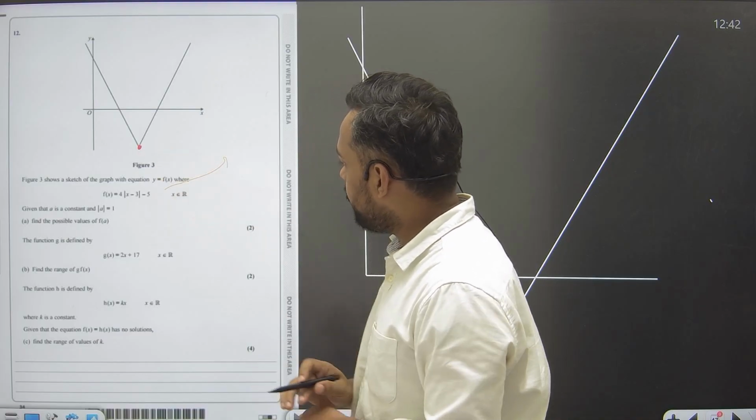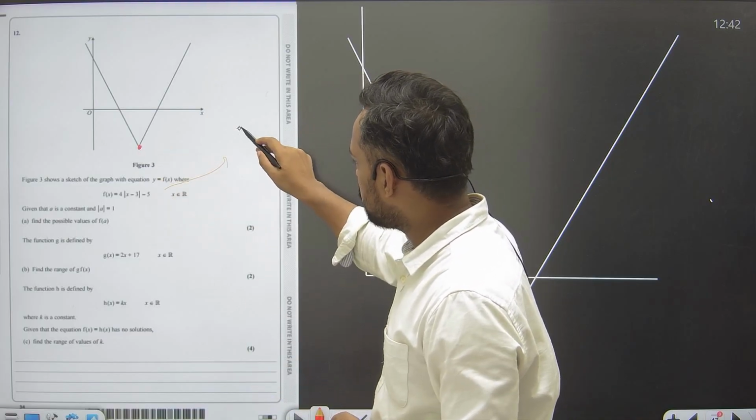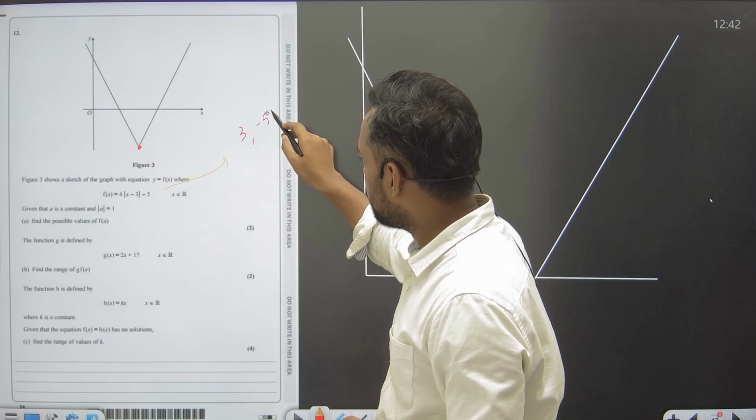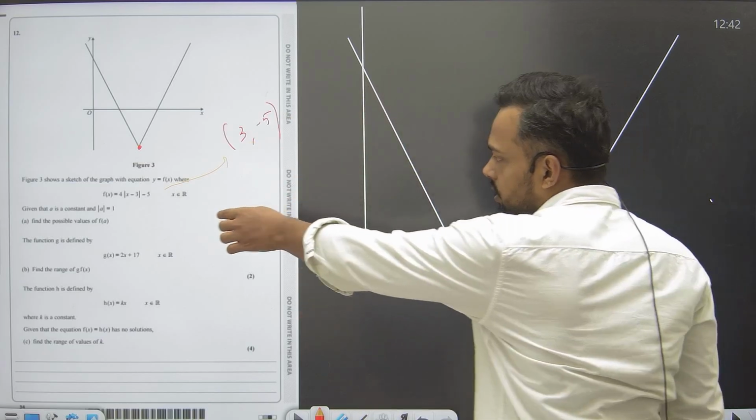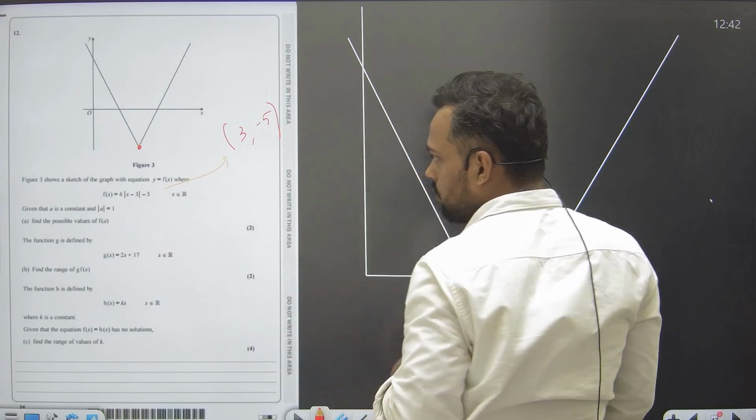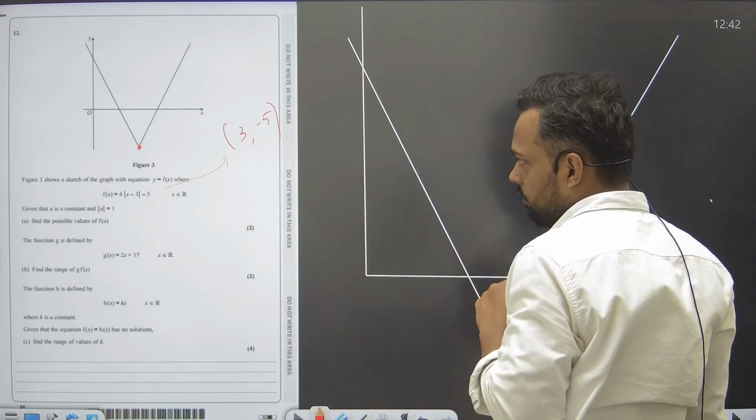lowest point of this function? That will be (3, negative 5). How have we operated it? x minus 3 equals 0 means x is 3. What are we getting?